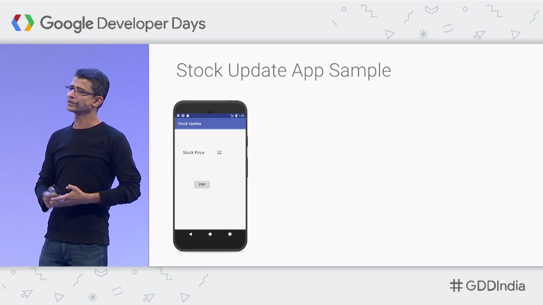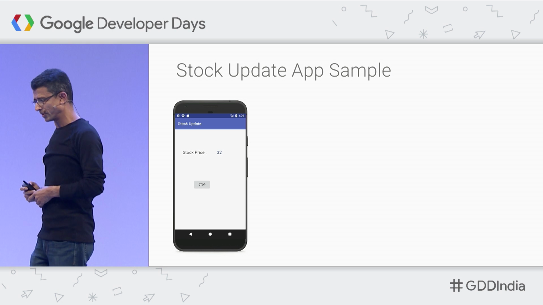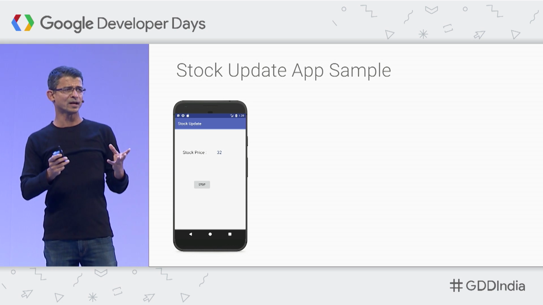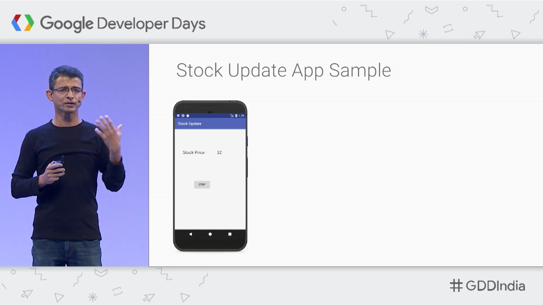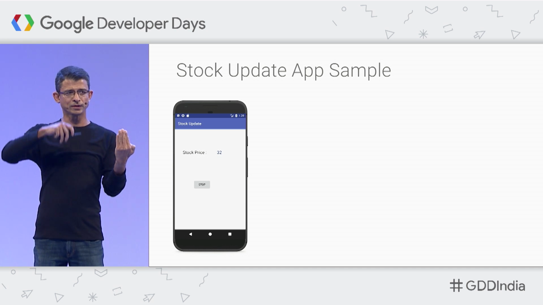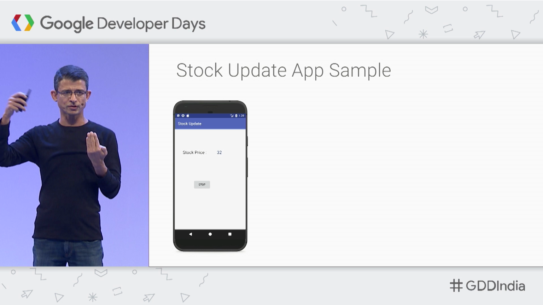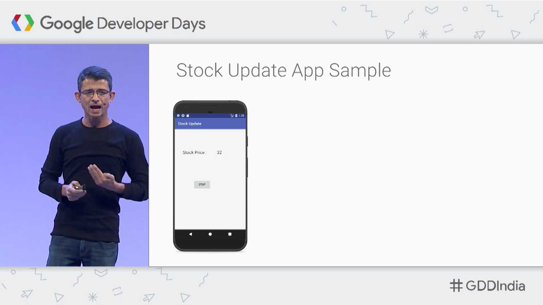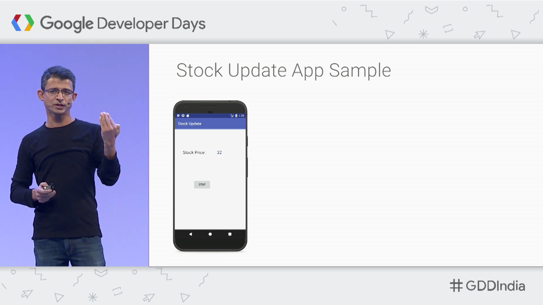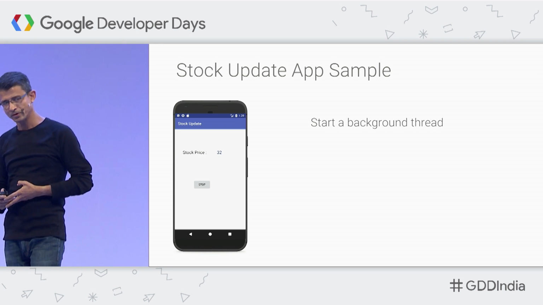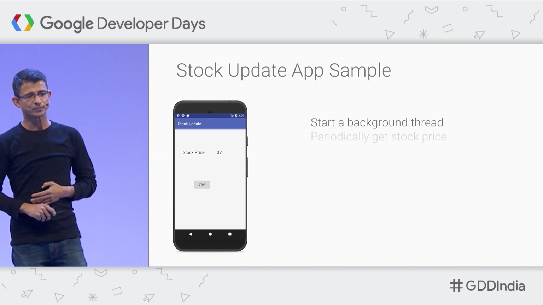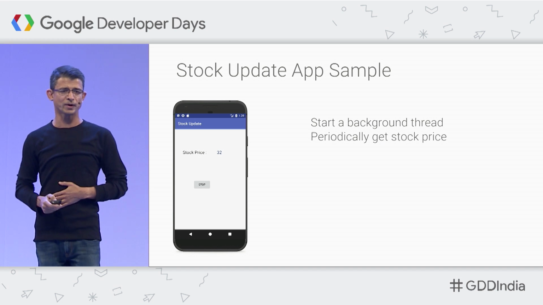So let's take a simple example. I'll walk you through this sample, which is really simple. You can apply it to any other example that you have, where you have an app that is getting the latest value of a stock from the network server, and you want to show it to the user whenever the stock changes. So in this case, you would want to start a background thread because you want to fetch something from the network. You want to periodically get the stock price.